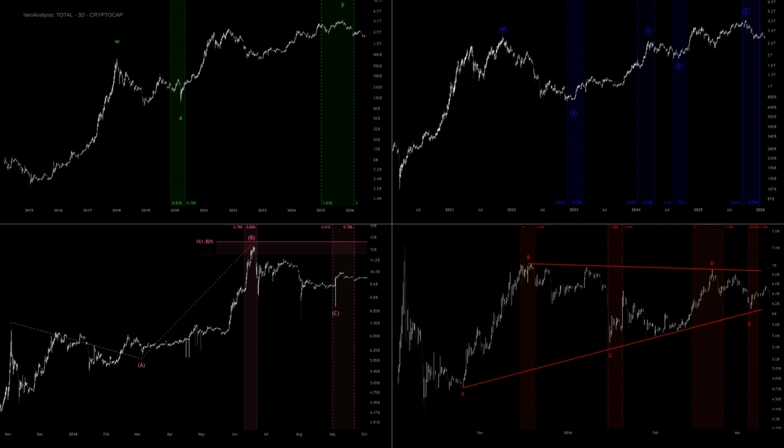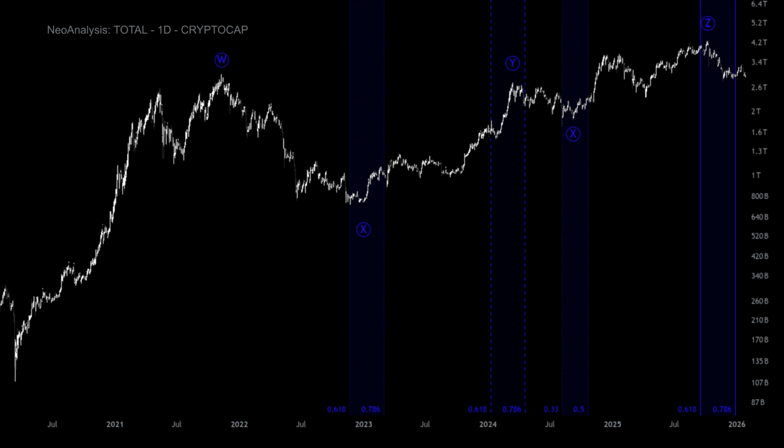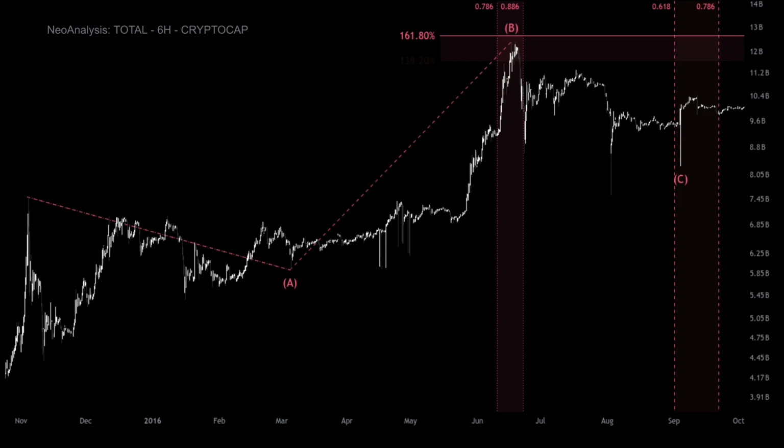NeoAnalysis charts use consistent color coding to identify degree levels. Green is used for cycle degree waves and associated tools. Cycle green will at times be referred to as CG, followed by the wave count or labels. Blue is used for primary degree waves and associated tools. Primary blue will at times be referred to as PB, followed by the wave count or labels. Pink is used for intermediate degree waves and associated tools. Intermediate pink will at times be referred to as IP, followed by the wave count or labels.